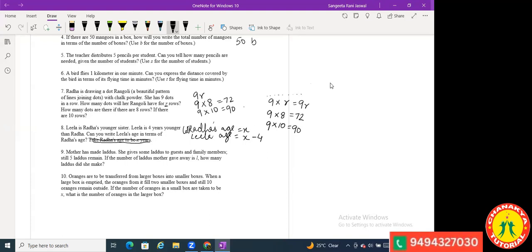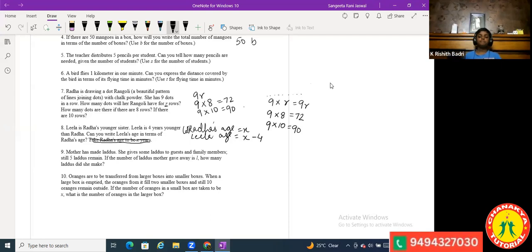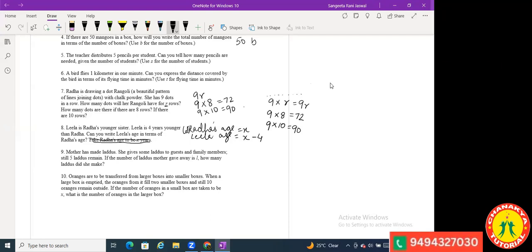Did you understand this? Yes, ma'am. So this exercise is actually trying to teach you what to take as a variable. In every question you have seen, here we are given B as a variable, here S, here T, here R, here X, and here also we are given some variable.